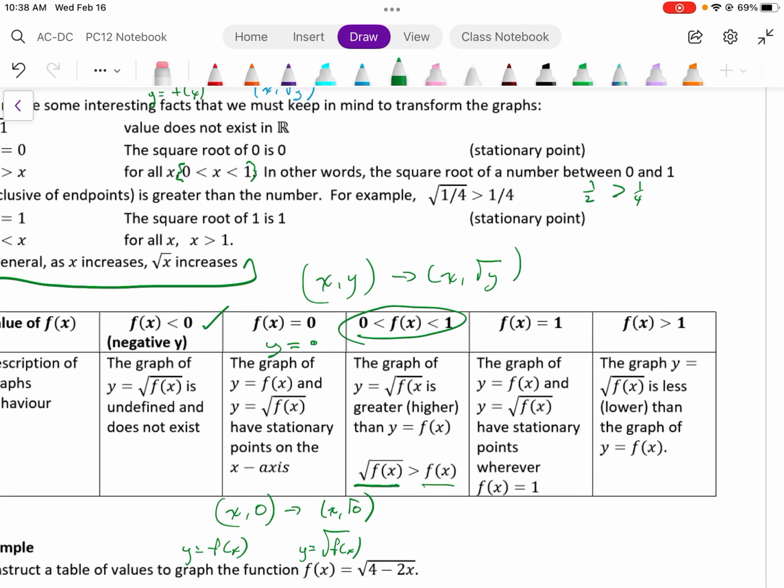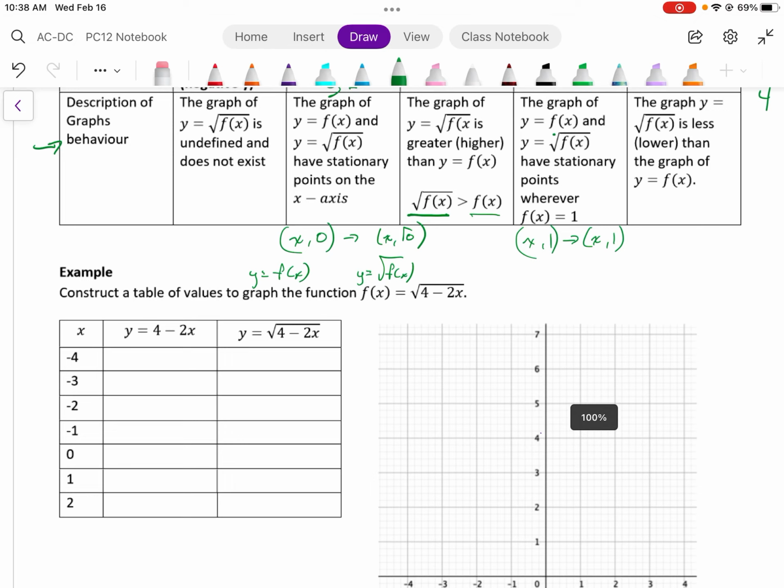If f of x is equal to 1, moving on, the graph of y is equal to f of x and the graph of y is equal to the square root of f of x will have stationary points. So I like this because my point will remain the same, and we call it a stationary point. Now, whenever f of x is greater than 1, like, if y is 4, for instance, the graph of y is equal to the square root of f of x will be lower than the graph of y is equal to f of x.